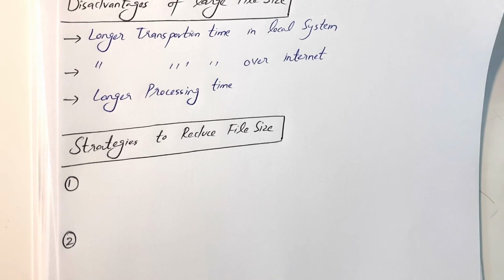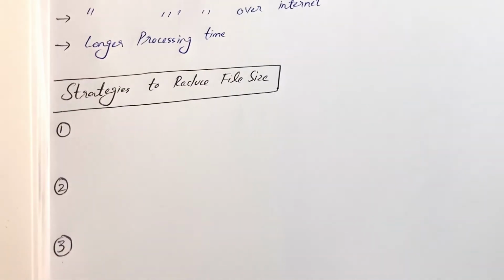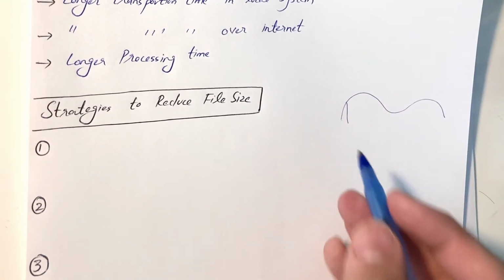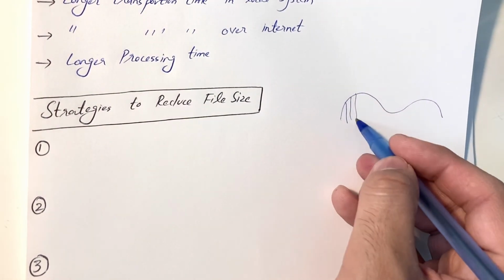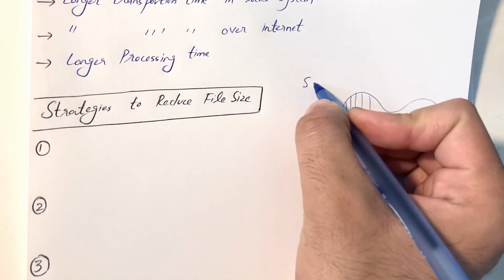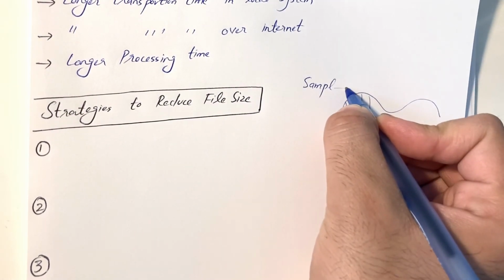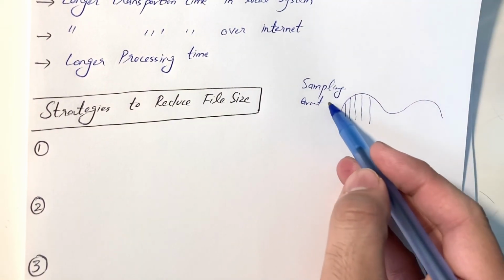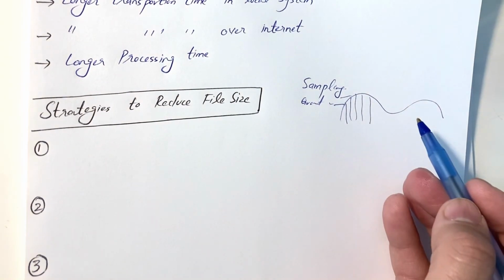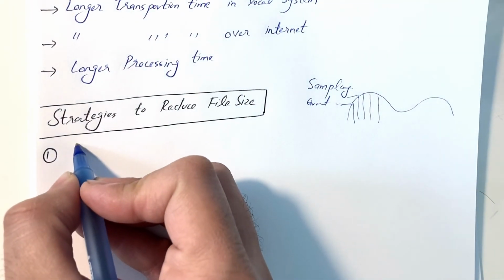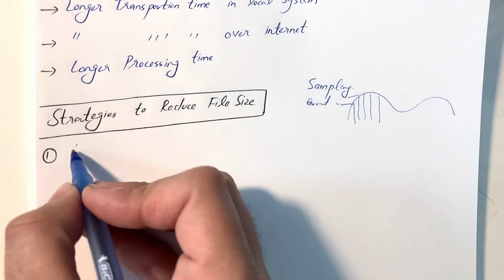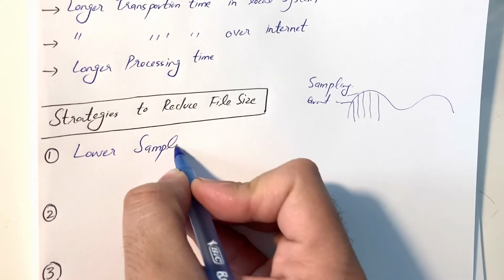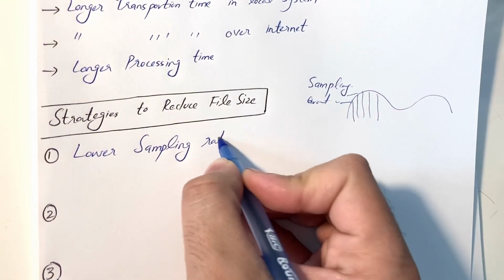How can we reduce the file size? I believe everybody is already familiar with the strategies we discussed in part 1. If you remember, we cannot actually store the analog signal, so what we do is digitization: sampling and quantization. Quantization, which is bit depth, is where we round off the value to the nearest level. So if you want to reduce the file size, you can lower the sampling rate, take fewer samples.